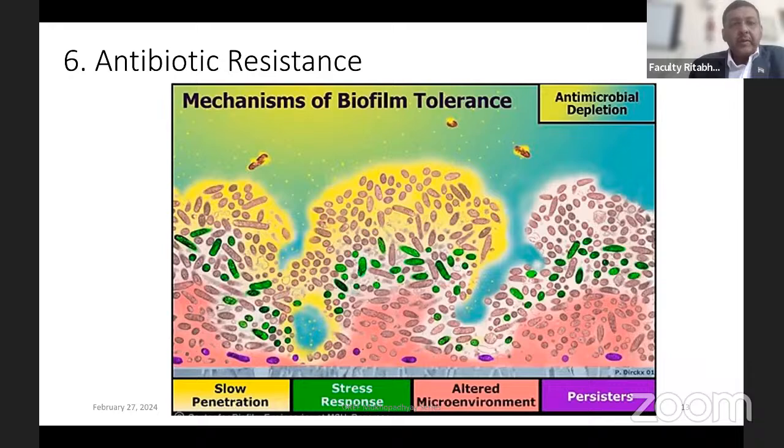So coming to the antibiotic resistance, at the surface, the antibiotic may be able to penetrate up to a certain depth. But beyond that, the microenvironment gets altered. And there, the grandparents, you have the persisters. As the antibiotic penetration also lowers, the bacteria are multiplying slowly. So the resistance is phenomenal. So giving antibiotics is in itself not a solution in any form of infection related to orthopedics.